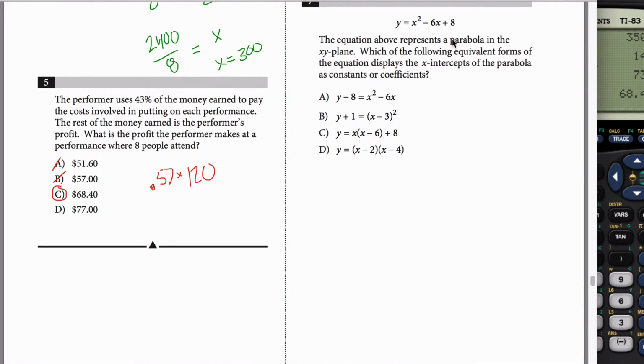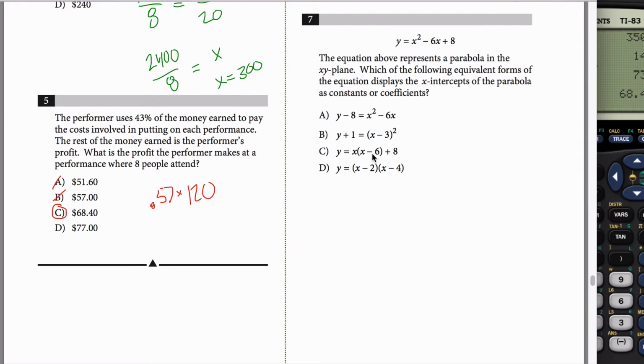Number 7, the equation above represents a parabola in the xy plane. It sure does. Which of the following equivalent forms of the equation displays the x-intercepts of the parabola as constants or coefficients? Okay, so the x-intercepts in a graph happen when the height of this graph is 0. All right, this is my x-axis right here. I'm looking for when the height equals 0. The height is the y-coordinate. So really what I want to do is set this y-coordinate equal to 0 and figure out what the x must be equal to.